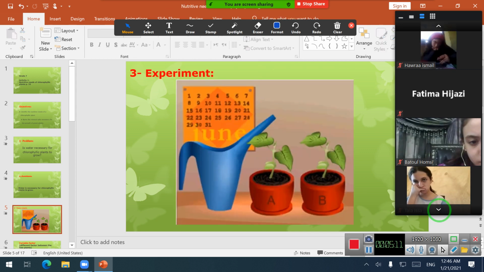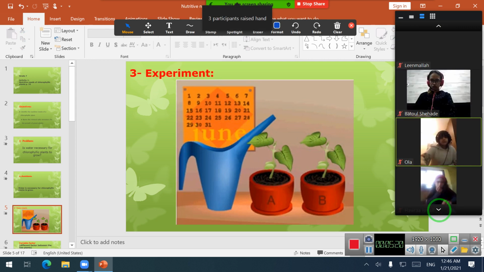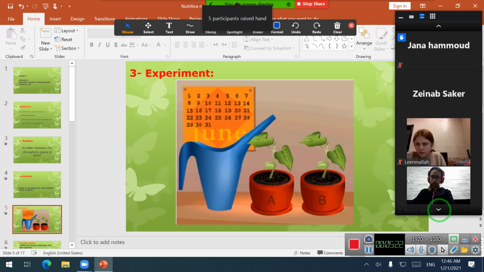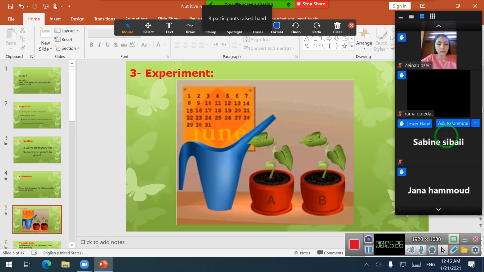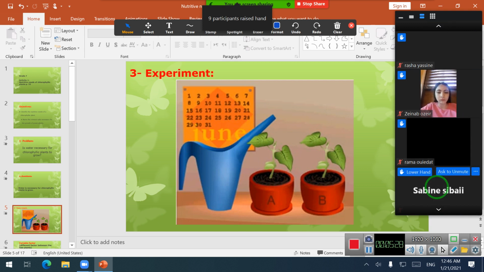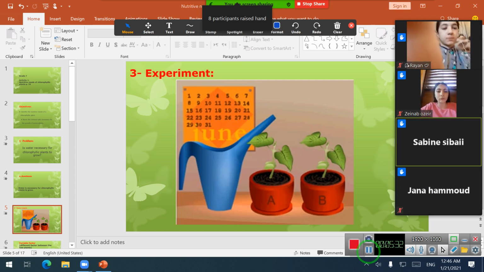Okay, please, who can tell me which plant is watered? Plant A is watered or plant B, according to the experiment? Which plant is watered? Sabine, can you? Okay, Sabine, which plant is watered, A or B? Plant A is watered.